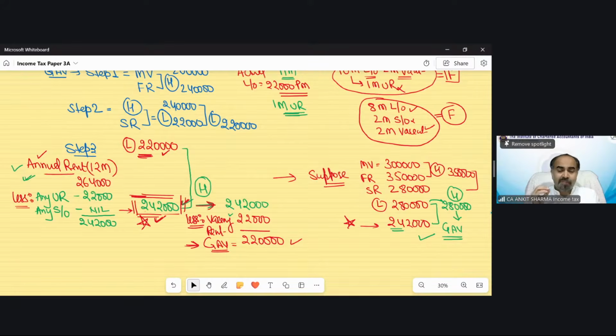But if the value you have derived from annual rent is not higher than the government value, which we derived from municipal value, fair rent and standard rent, and that value is higher, then that would be directly classified as GAV. You cannot reduce the vacancy rent out of it. That was the concept of GAV in case F. Does it seem difficult now?